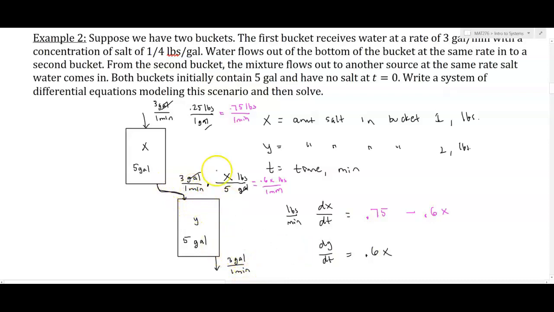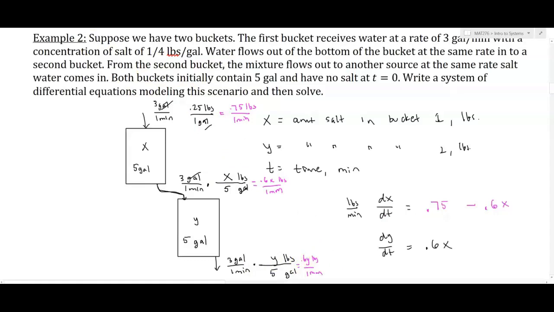And here I have to do the same analysis I did up here. That should be pretty straightforward for us to write. That's going to be y pounds. So what's coming out of bucket 2 is there are y pounds mixed evenly throughout 5 gallons, which will, again, in this case, give us 0.6y. So this equals 0.6y pounds per minute. And then lastly, I will just subtract away that 0.6y here.